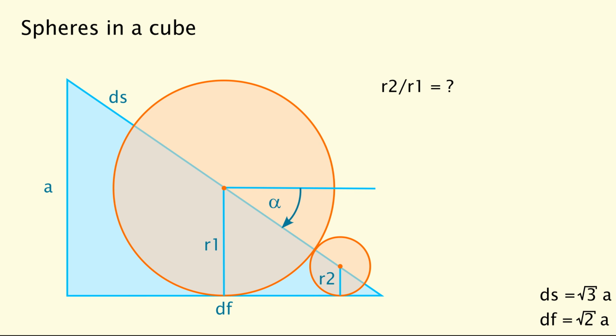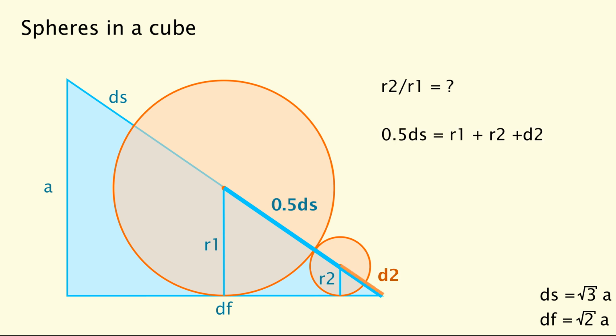In addition to this angle, we also need the ratio between the radii of the small and the large sphere, r2 divided by r1. For calculating this ratio, let's have a look at the distance from the sphere's center to a vertex of the cube. This distance equals half of the s, or half of the cube's edge length multiplied by the square root of 3. At the same time, it also equals the sum of the radii from the larger and the smaller sphere plus the distance from the smaller sphere's center to the cube's vertex d2.